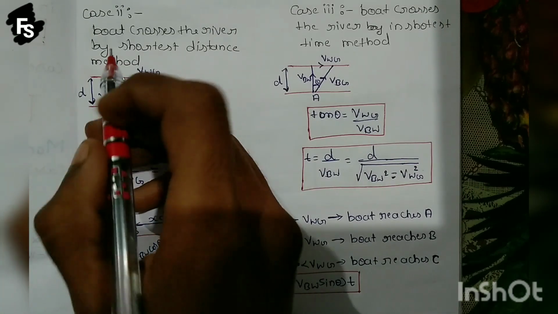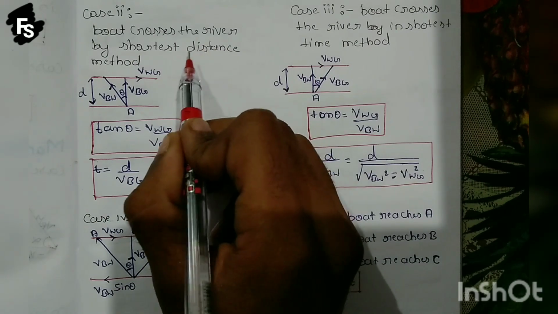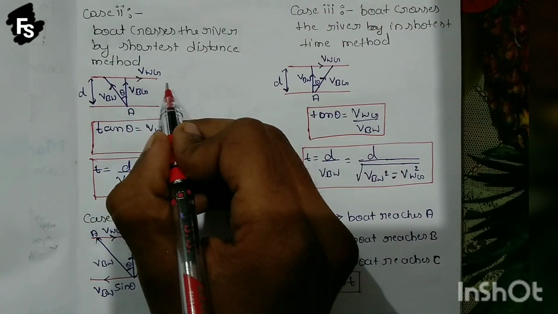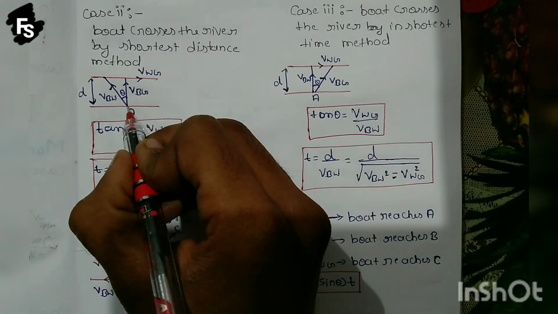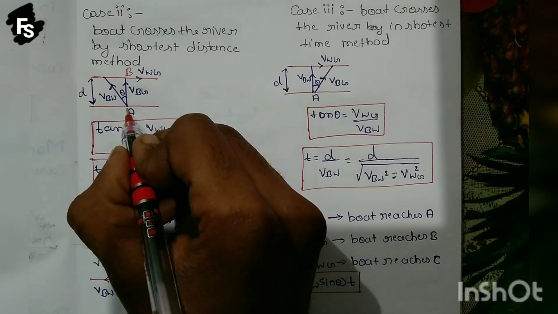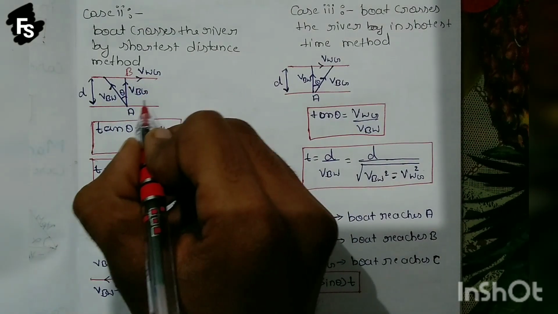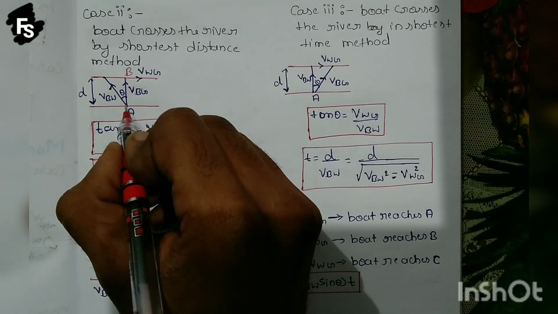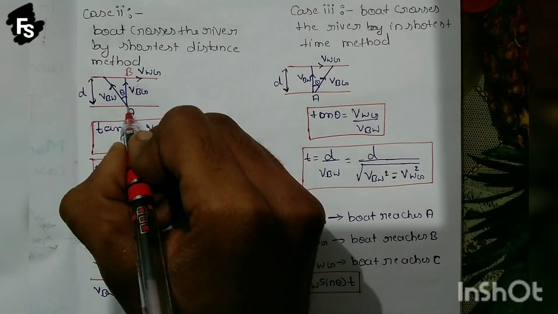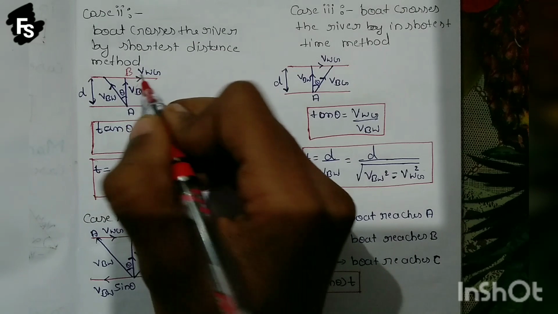Let's continue. Case 2: boat crosses the river by the shortest distance. Here, this is the river, and it is flowing in this direction. But we have to move from point A to point B by the shortest distance. The shortest distance is this, but since the river is flowing in this direction, we can't go straight. If we start from here, we will drift. So we have to move in this direction so that we can reach here.